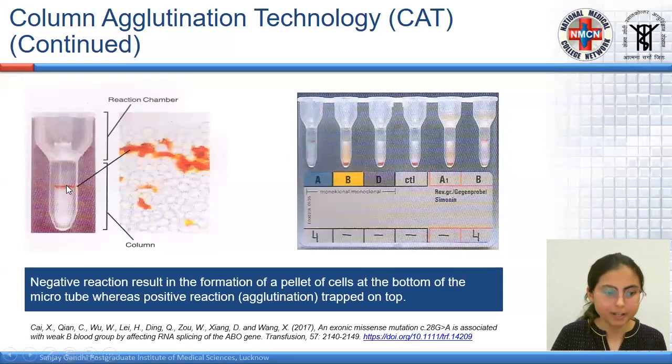Then when you centrifuge this card, this test liquid gravitates down to the column. If there is an antigen antibody reaction, it is not able to pass through the fine sieve of the gel or the glass beads. But if the reaction is negative, then the red cells all settle to the bottom. So here, this is a negative reaction. This is a positive reaction. It is graded as +4 here.